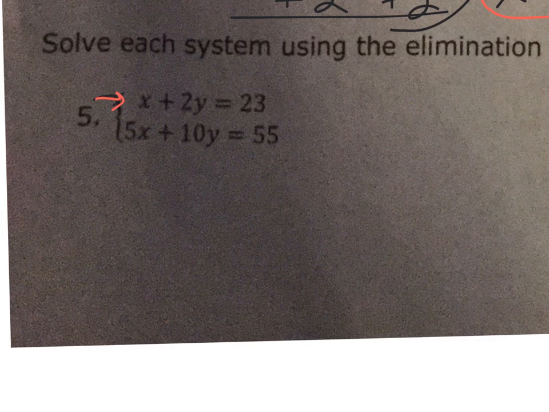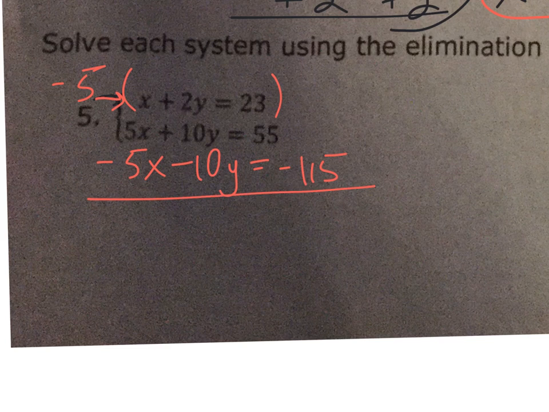The other thing you could do if you wanted to get rid of the y's is multiply the top by negative 5 to give you negative 10y, and the bottom by 2, and then those would cancel out as well. Okay, so that's what I'm going to do. I'm going to multiply that by negative 5 because I'm looking at my x's. So this now equals negative 5x minus 10y equals, let's see, negative 5 times 23 is negative 115.